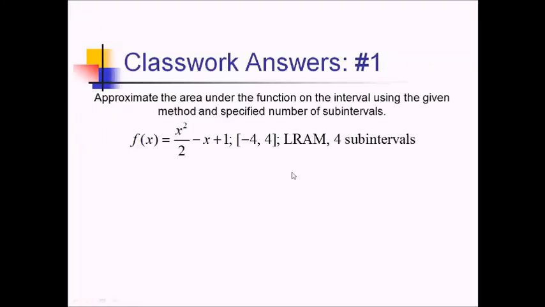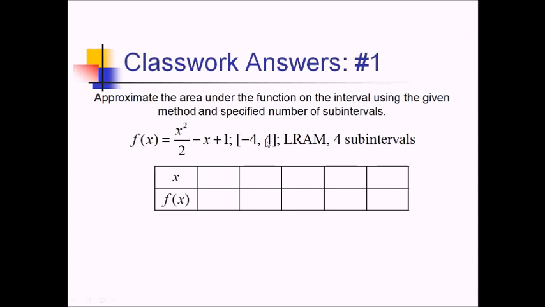On this first problem, we want to approximate this quadratic's integral from -4 to 4 using LRAM over 4 subintervals. So to do this, let's make a table, and since we have a distance of 8 over 4 subintervals, we're going to go by 2's. So we're starting at -4, then we have -2, 0, 2, and 4. Let's go ahead and get all the y values here.